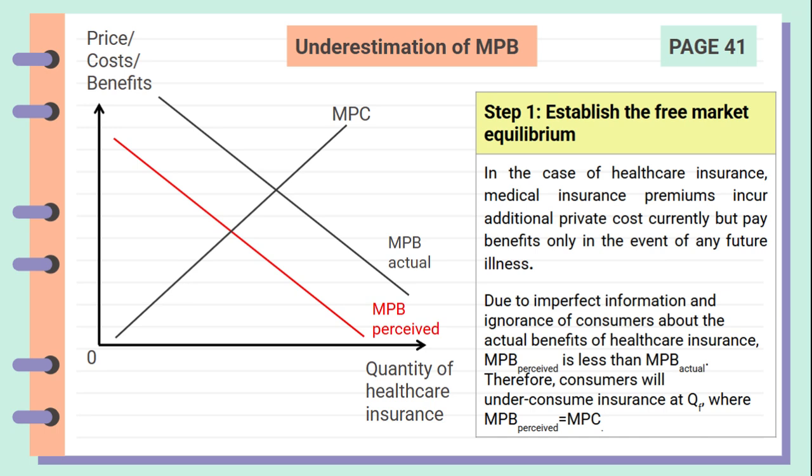In this case, the consumers will underconsume healthcare at the free market equilibrium where MPB perceived equals MPC at QF.